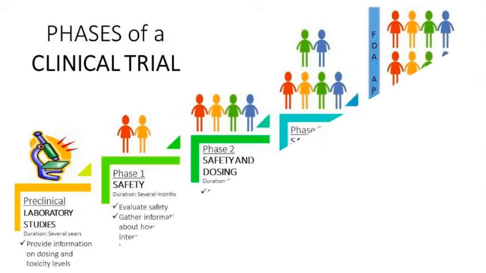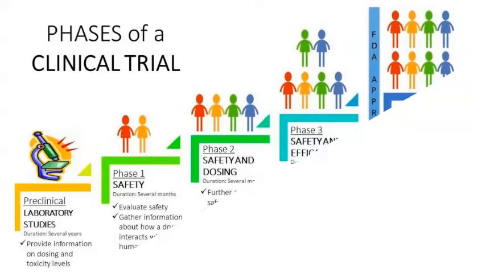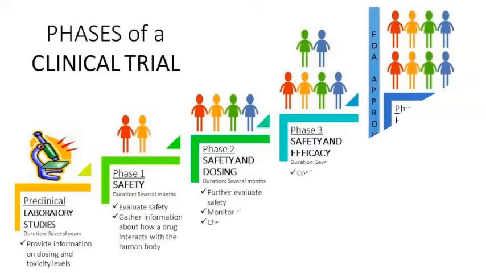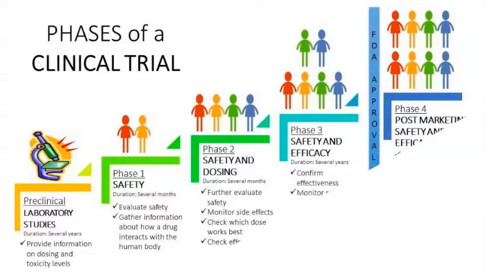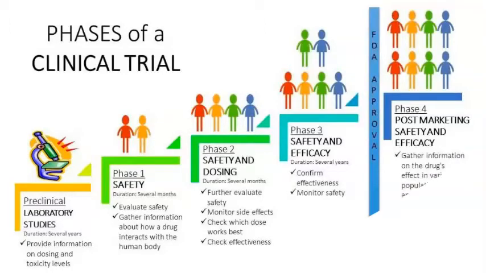Phase 2 is the safety and dosing phase. This usually lasts for several months. Further evaluation on the safety of the drug is carried out. Side effects are monitored. Checks are done to determine which dose works best. Checks for the effectiveness of the drug are done.